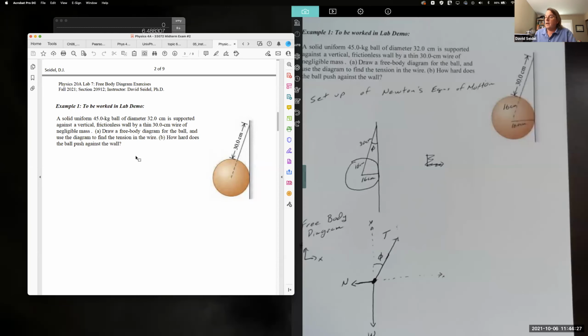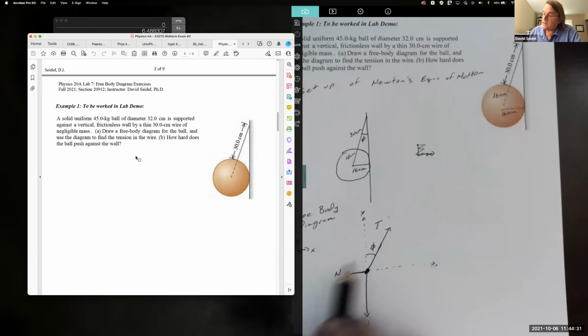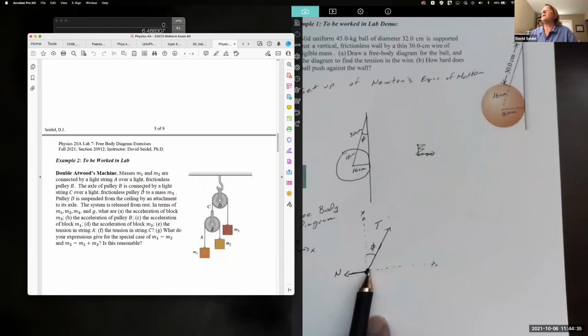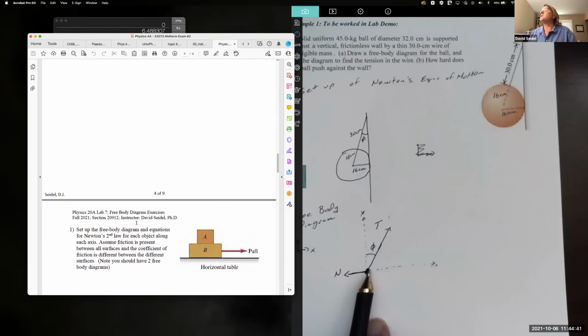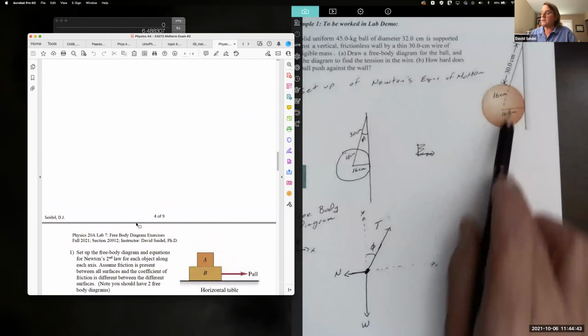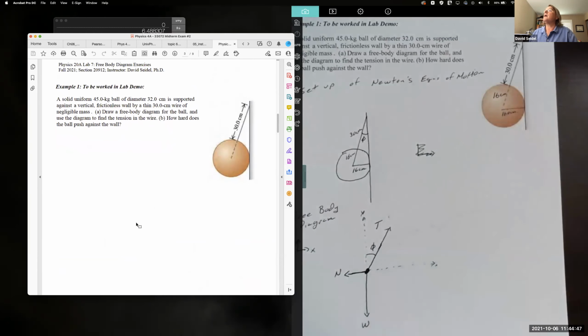Okay, now that's part one. So if you look at this, if I had this one in here, that would be set up the free body diagram for each object. Well, my only object is this. Okay, I only have one object, the ball.